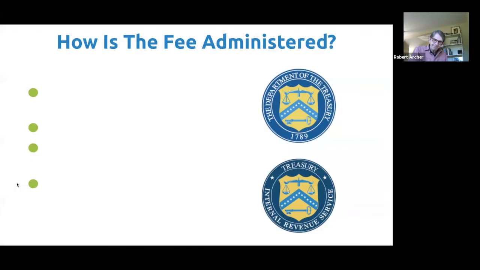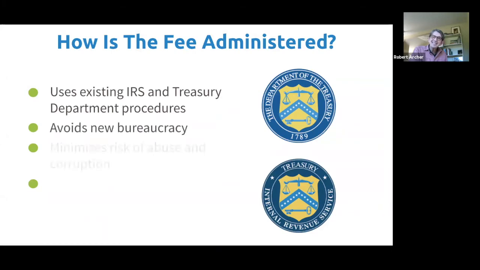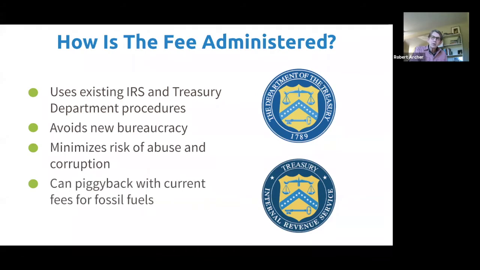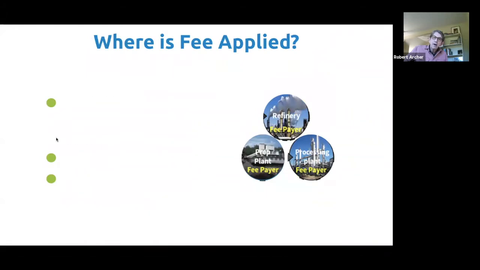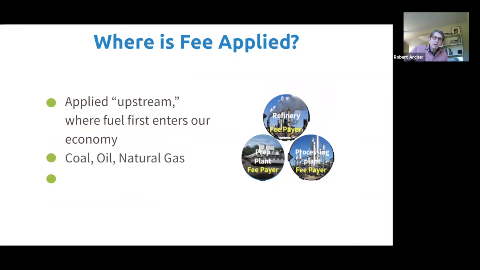The administration of the fee. Carbon fee and dividend can use existing IRS and Treasury Department procedures and avoid creating new bureaucracies, which minimizes the risk of abuse and corruption. The fee is applied upstream, that is, as close as possible to the coal mine, the well, and the point of importation. For coal, the fee could be imposed at the mine or approximately 500 coal preparation plants. There's an IRS excise tax form, 720, where you would just have to basically add one line. For oil and gas, the fee can be placed on approximately 140 refineries or 500 some gas processing plants. So the bottom line is this is manageable.